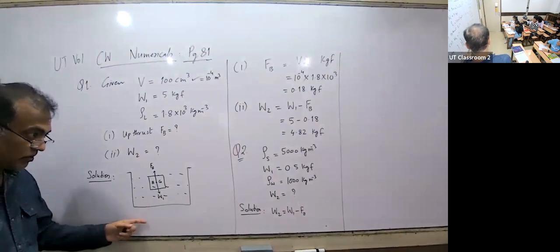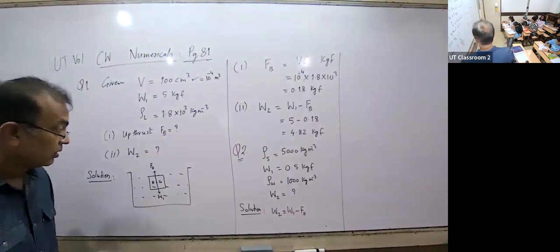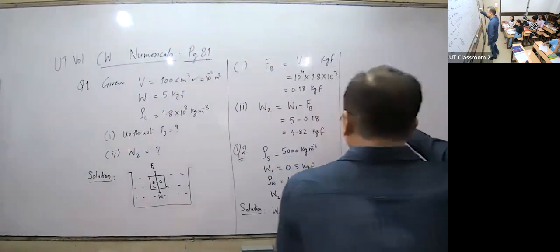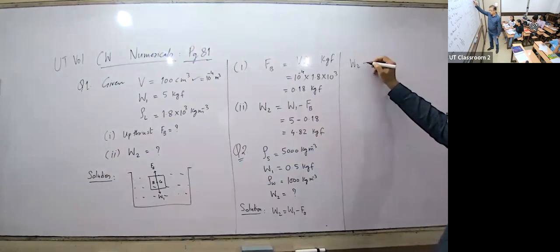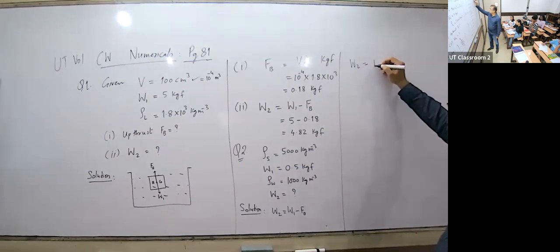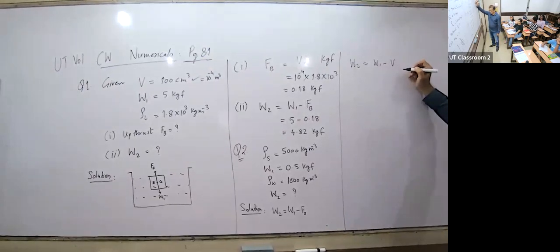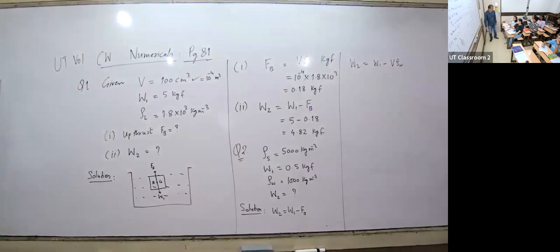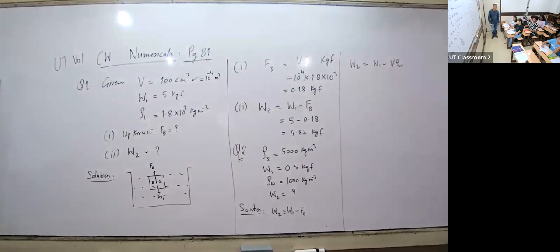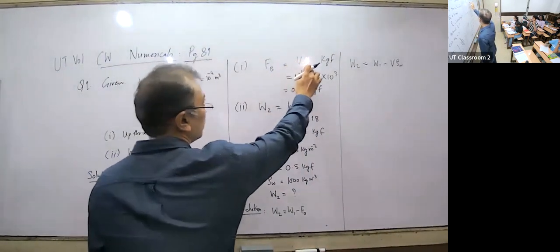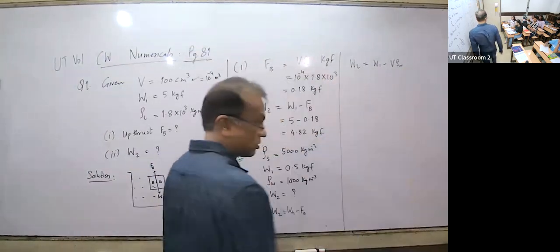The same diagram can be referred to for this question as well. The weight in air is given. And what is upthrust? W2 is equal to W1 minus upthrust, which is volume of solid times density of water, and it is in kgf only, so we can stop it. Everybody understood? Here it was rho L, but here the liquid is water, so we just wrote rho W.